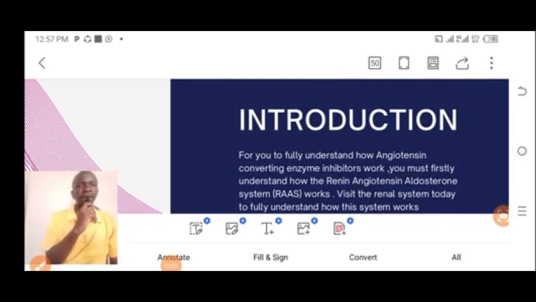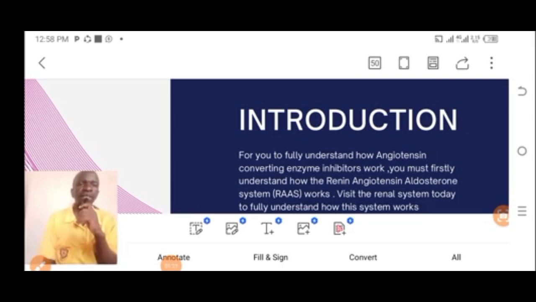So for you to fully understand how angiotensin converting enzyme inhibitors work, you must firstly understand how the renin angiotensin aldosterone system, the RAS, works. If you go to anatomy and physiology, you can look at the renin angiotensin aldosterone system and how it works.